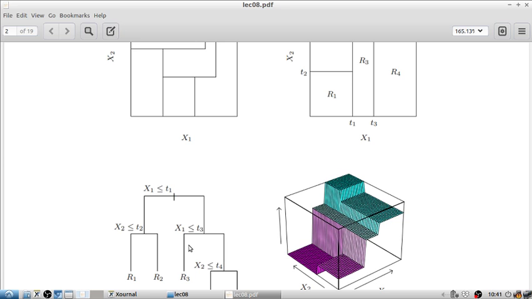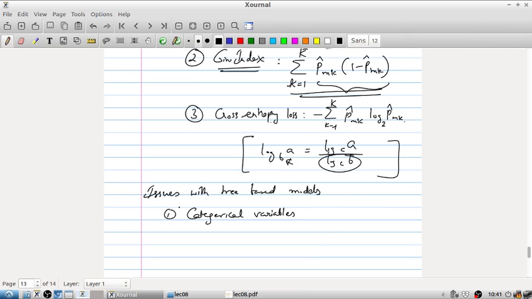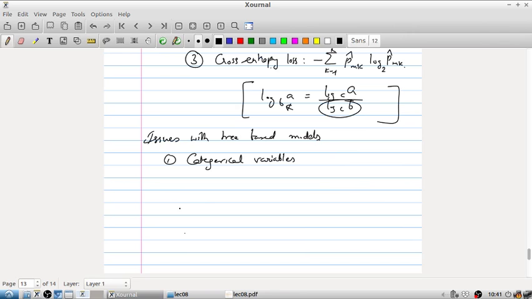Okay, so let's resume. I was talking about some issues with trees. I'm sure you must have seen other practical issues with using classification and regression trees. So let's look at it from a more conceptual viewpoint. What are the issues with using tree models?